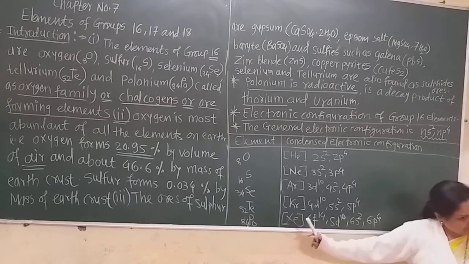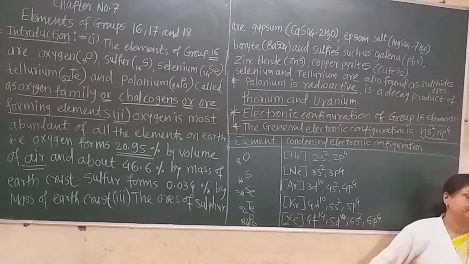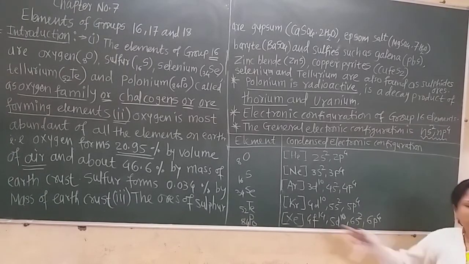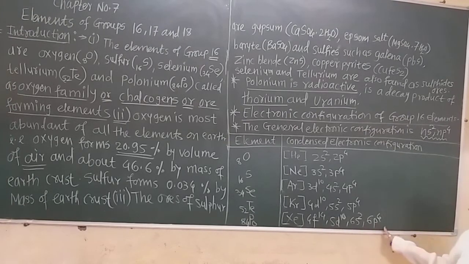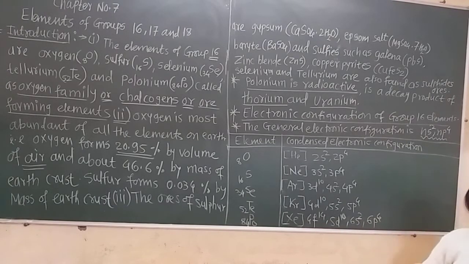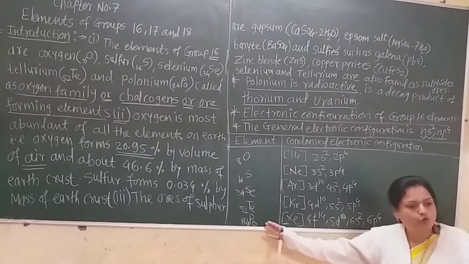Yes, 54 is the atomic number. Remember that 54 is the atomic number of xenon, not 52. It is 54. Remember that. And add only 30 total electrons to that 54. These 30 are this 14, this 10, this 2 and this 4, which makes 30. So only add those 30 electrons to the 54, and you will get the electronic configuration of polonium, having atomic number 84.